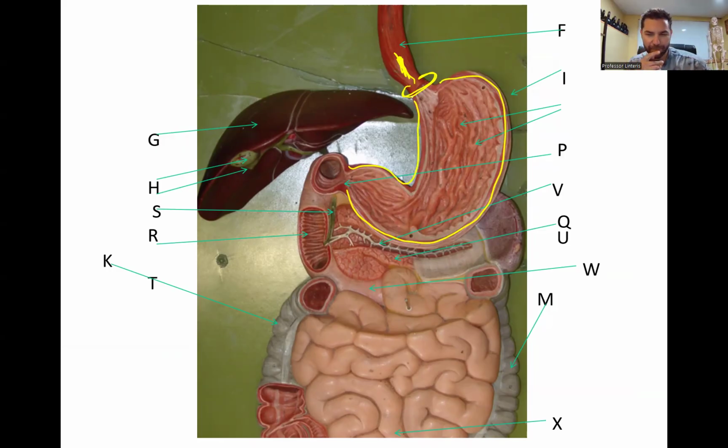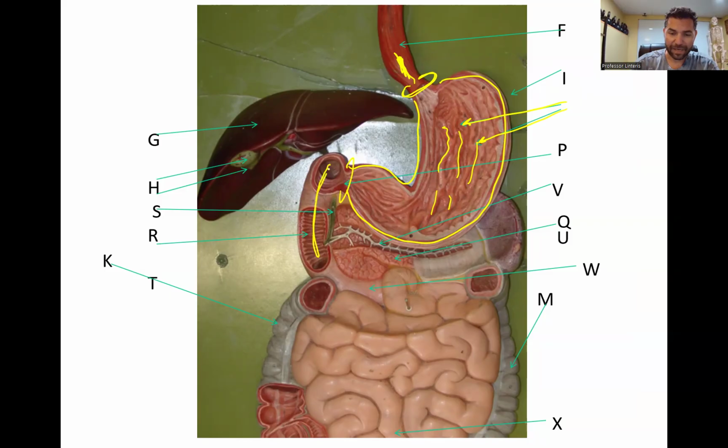And within the stomach, you can see those folds. These folds are called rugae, right? That's what these arrows are pointing to. Rugae. And we will see that when I go into a little bit more detailed view of the stomach. We have that sphincter down there.